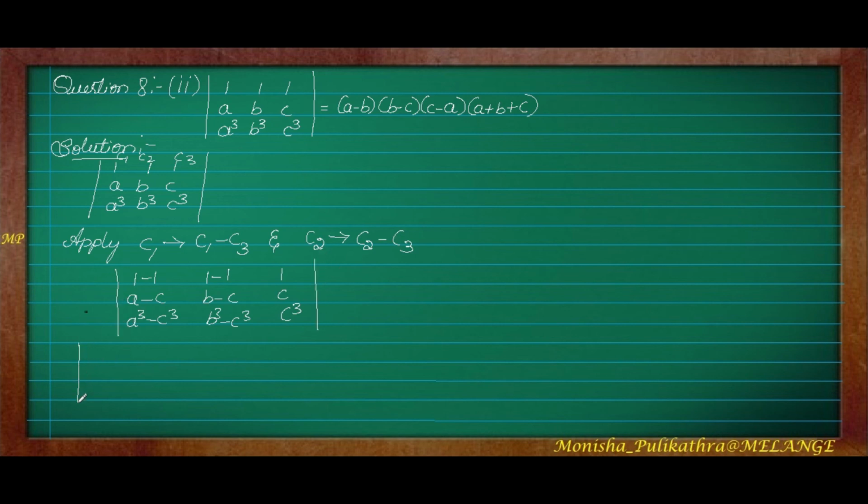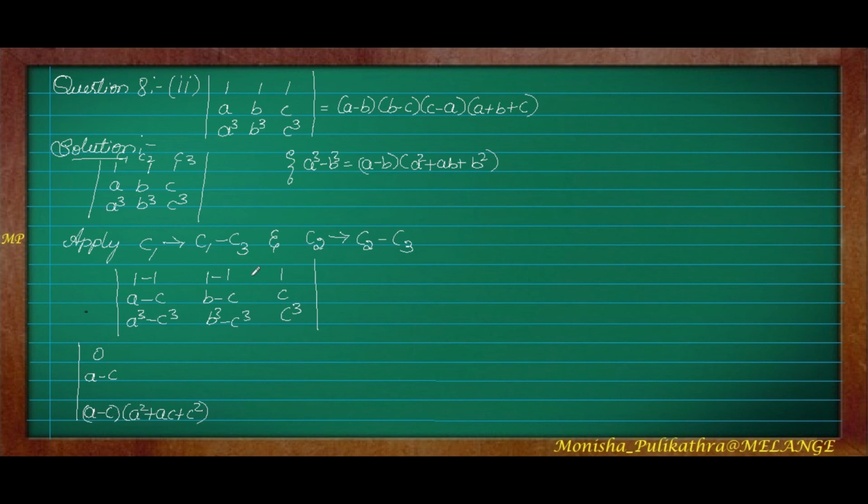So here 1 minus 1 is 0, A minus C as it is. Here this is an algebraic identity. So A cube minus C cube will be expanded in the form A minus C, A square plus AC plus C square. You might know in algebraic identities there is a formula called A cube minus B cube, which is A minus B into A square plus AB plus B square. Here in the place of B, C is written. So instead of B you can write C: A minus C, A square plus AC plus C square.